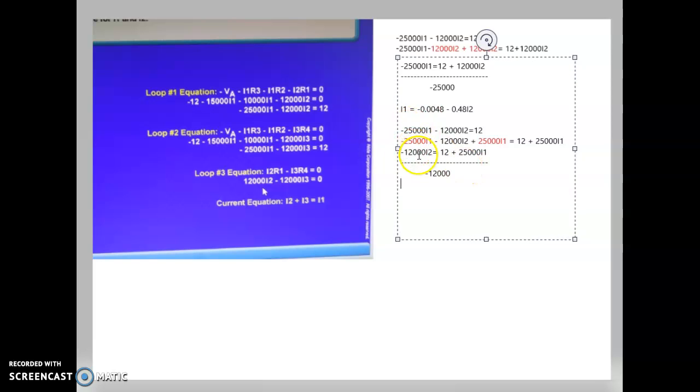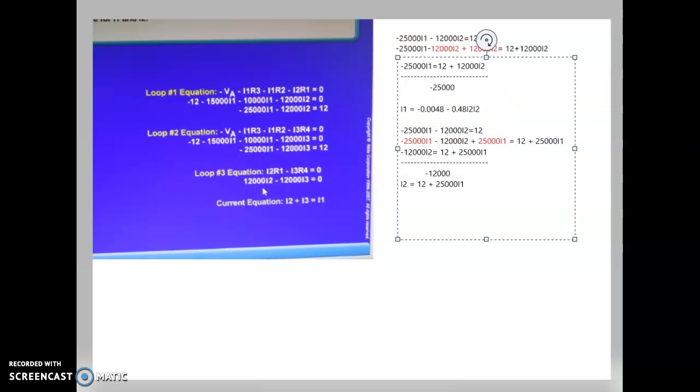So this minus 12,000 in front of the I2 is canceled out by dividing it by minus 12,000, which equals 1. So effectively, I2 is equal to 12 plus 25,000 I1. So we've got I1, and I forgot to look up here. How about that? This should be I2. I left it out. So here, and I'm going to change those to a different color.